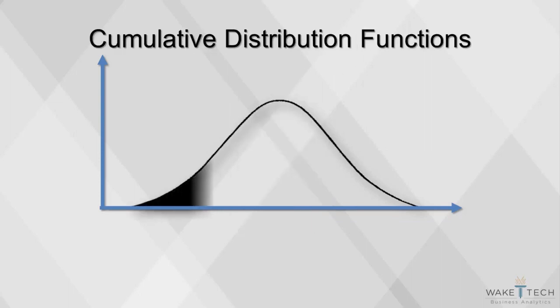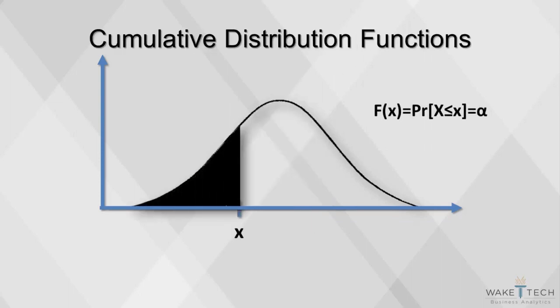The cumulative distribution function, or CDF, is the probability that the variable takes a value less than or equal to x. It's the total area under the normal curve up to x.